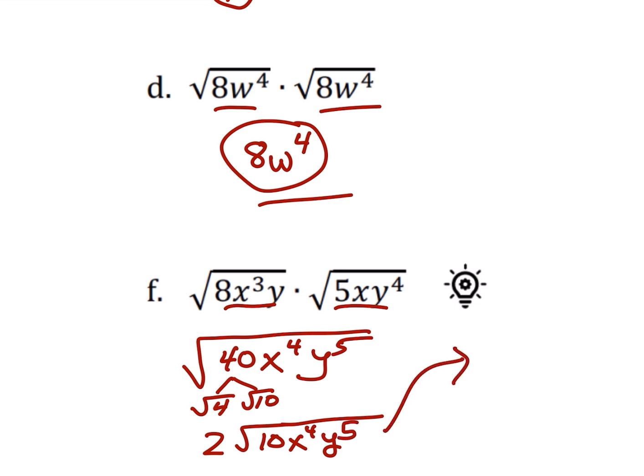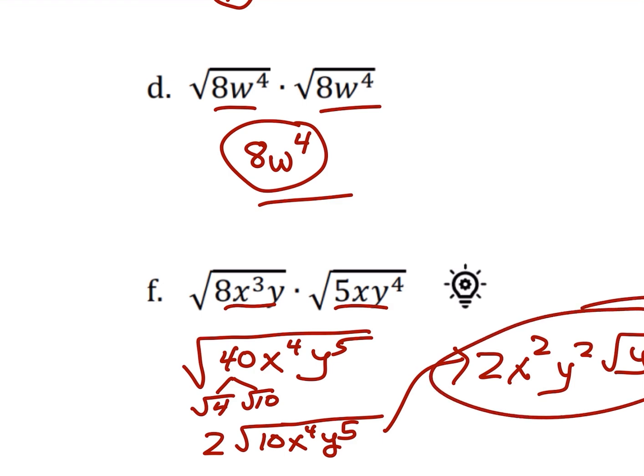Now our next step is that we have the 2 on the outside. What we can do now is we know there's a little index of 2 here, even though, again, it's not written. That 2, this index, goes into the exponent of 4 two times, which means we could take out an x to the second. And it goes into the 5, the exponent on the y, 2 times, but there's 1 y left over inside, because 2 goes into 5 twice with 1 left over. And this is our final answer.